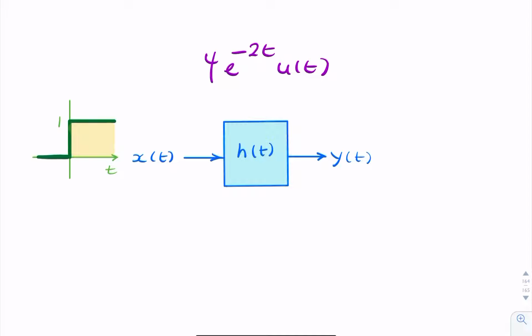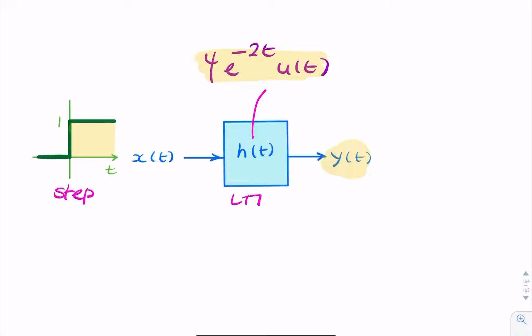Here in this question, we're given the impulse response of an LTI system. And we're told the input is a step function. And we're asked to find the output y of t.